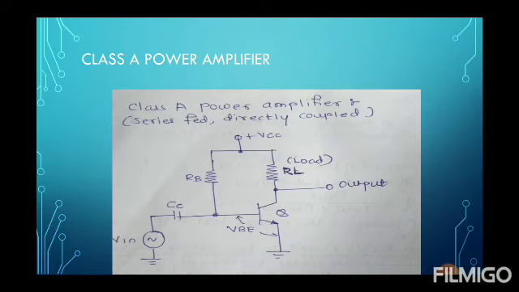VCE and IC are 180 degree out of phase. The transistor remains in the active region for the full cycle, that is 360 degrees. Thus the load current flows for the full cycle, that is your 360 degrees. Thus large power is dissipated in the power transistor in the form of heat. So this was your working.